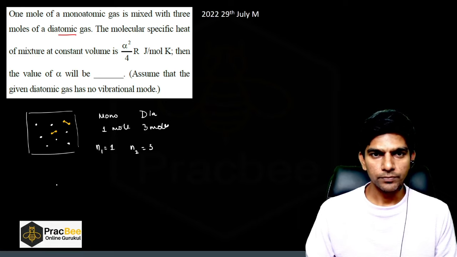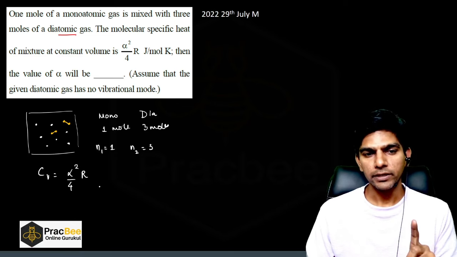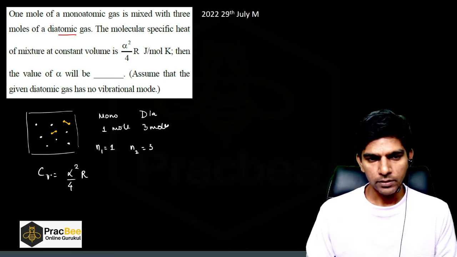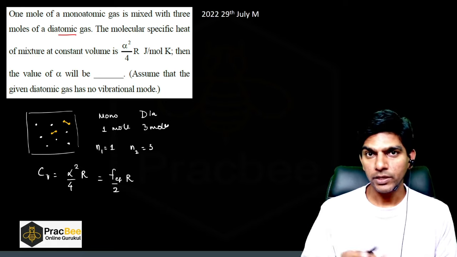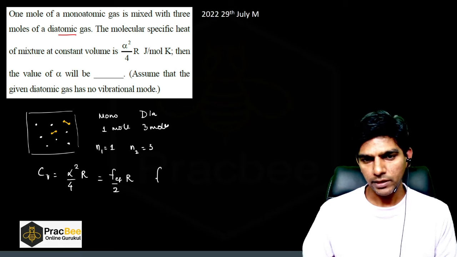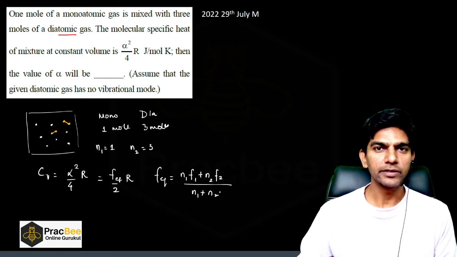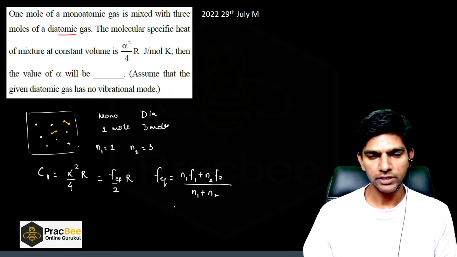So at constant volume, it is given as alpha square by 4 R. And we know that Cv is nothing but F equivalent by 2 R. So when we have more than one gas in a container, we have to find the equivalent degree of freedom. And this equivalent degree of freedom will be (N1 F1 plus N2 F2) divided by (N1 plus N2). It is the weighted mean for the degrees of freedom, right?